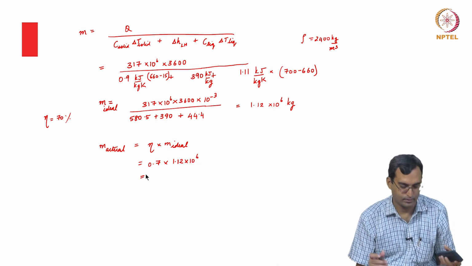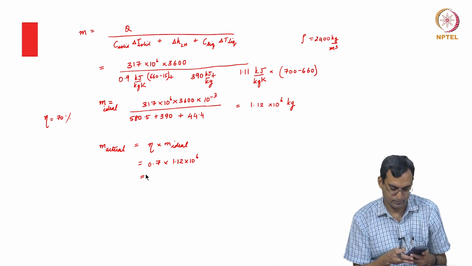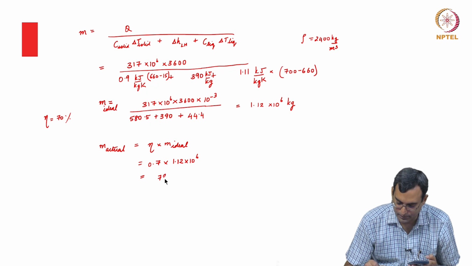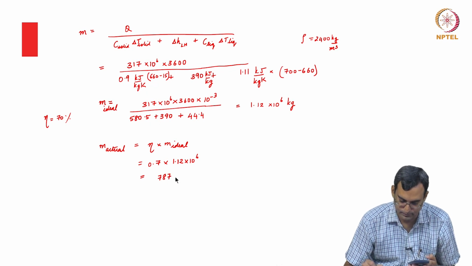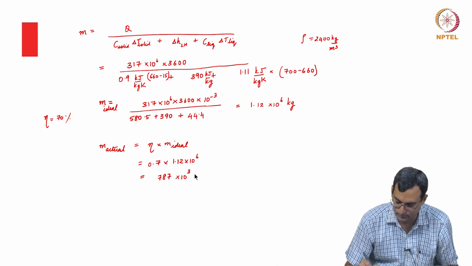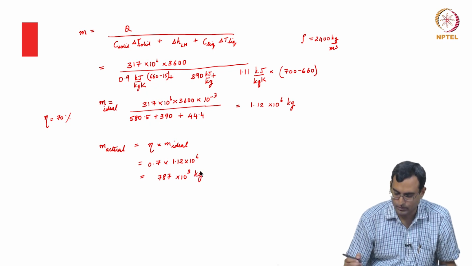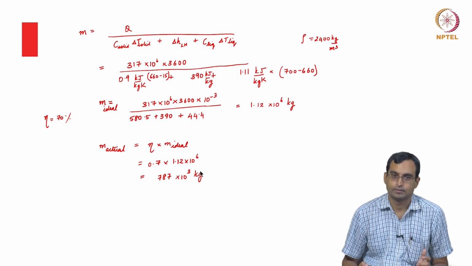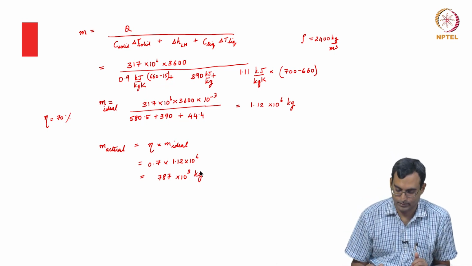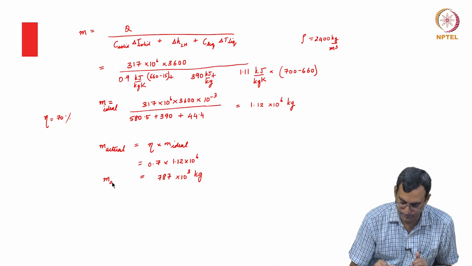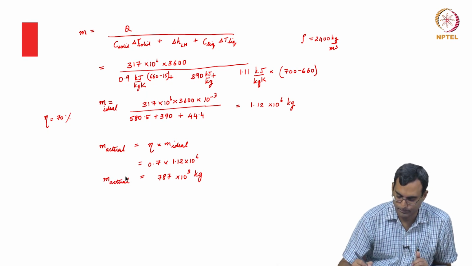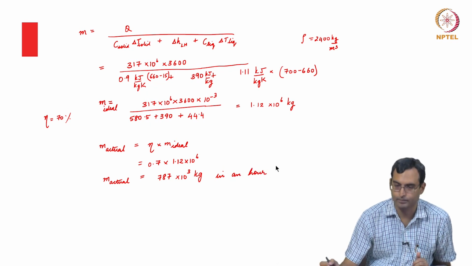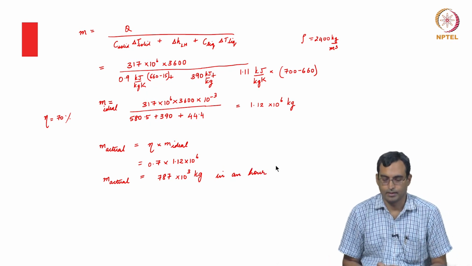this, which comes out to about 787 tons. So, in reality I can melt about this quantity of metal per hour in this furnace. So, that is what we see as this problem.